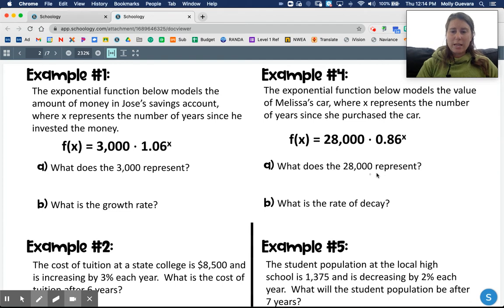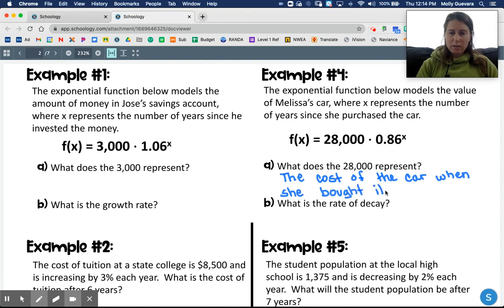Okay, so what does the 28,000 represent in the text of the problem? Well, that's my initial amount, so that must be how much she paid for it, right? The cost of the car when she bought it. So that's how much she paid for the car. And you don't have to write it in those words. You can write that's how much she paid for the car or whatever, okay? Then here, what is the rate of decay?